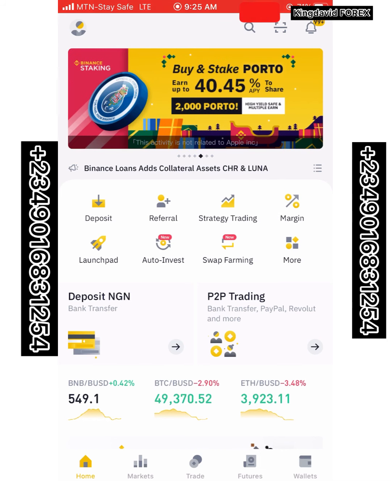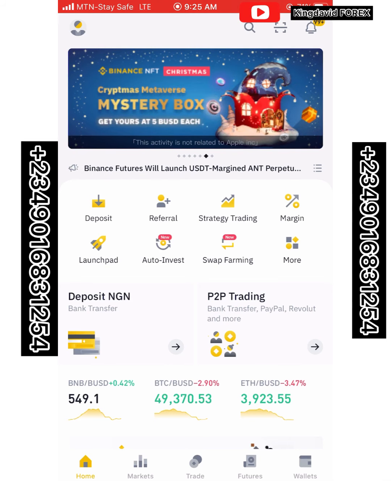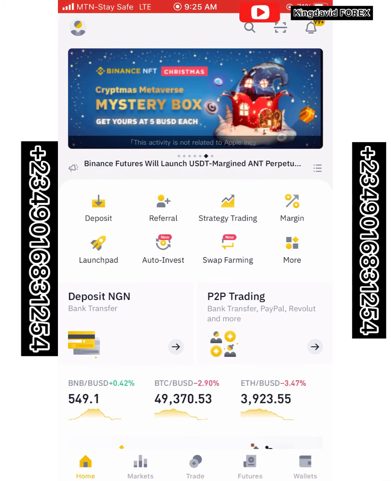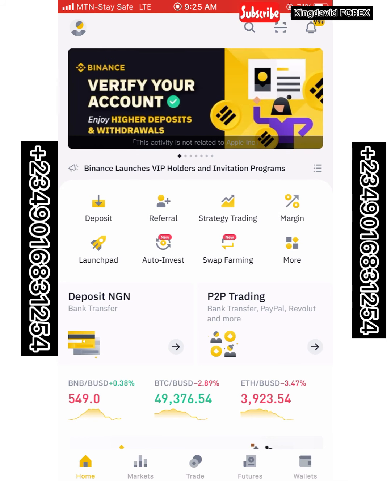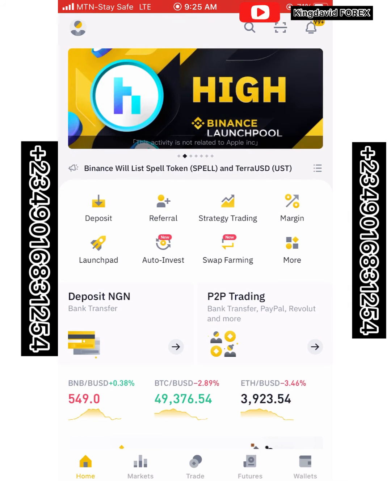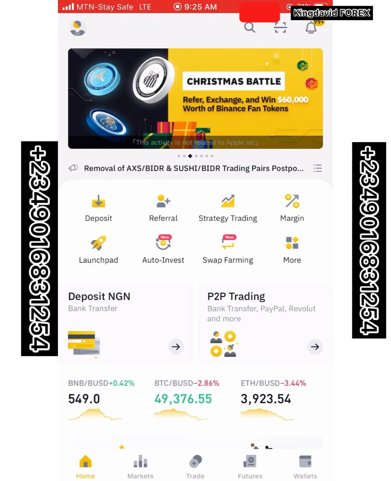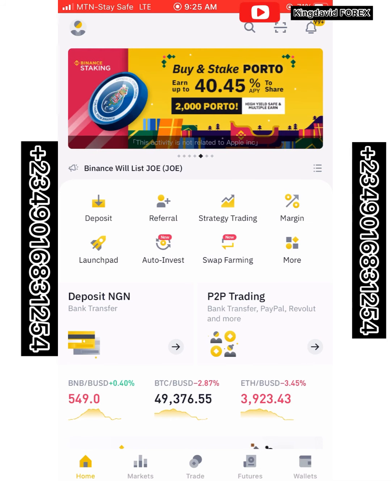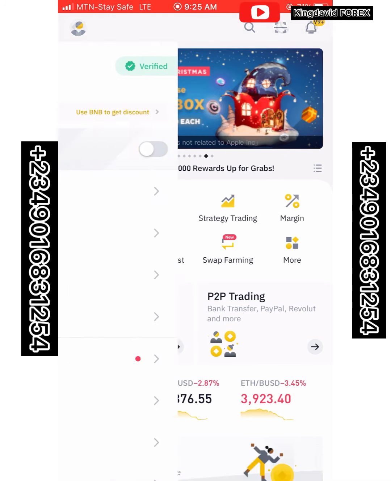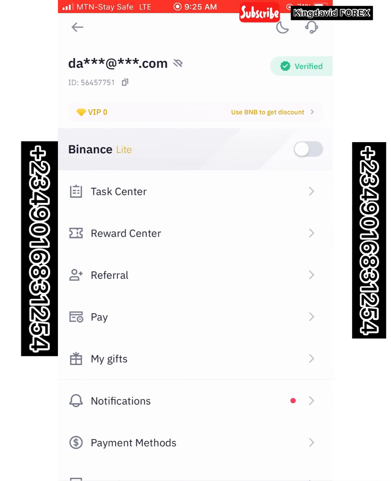All right, so without wasting time, let's go straight to this business, which is how to trade futures contract on Binance mobile app. Okay, it's very simple. This is the Binance application on your smartphone. So you just have an account with Binance. Make sure you verify your account. It's very simple to verify your account. Like mine here is verified. As you can see, it's verified.